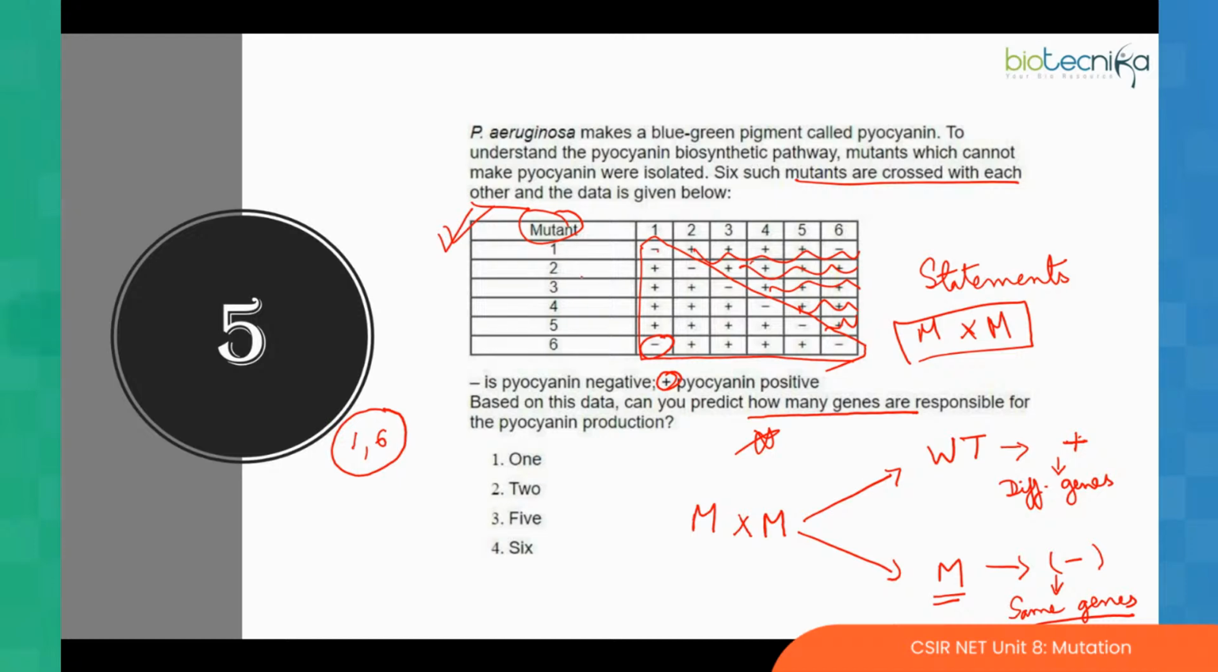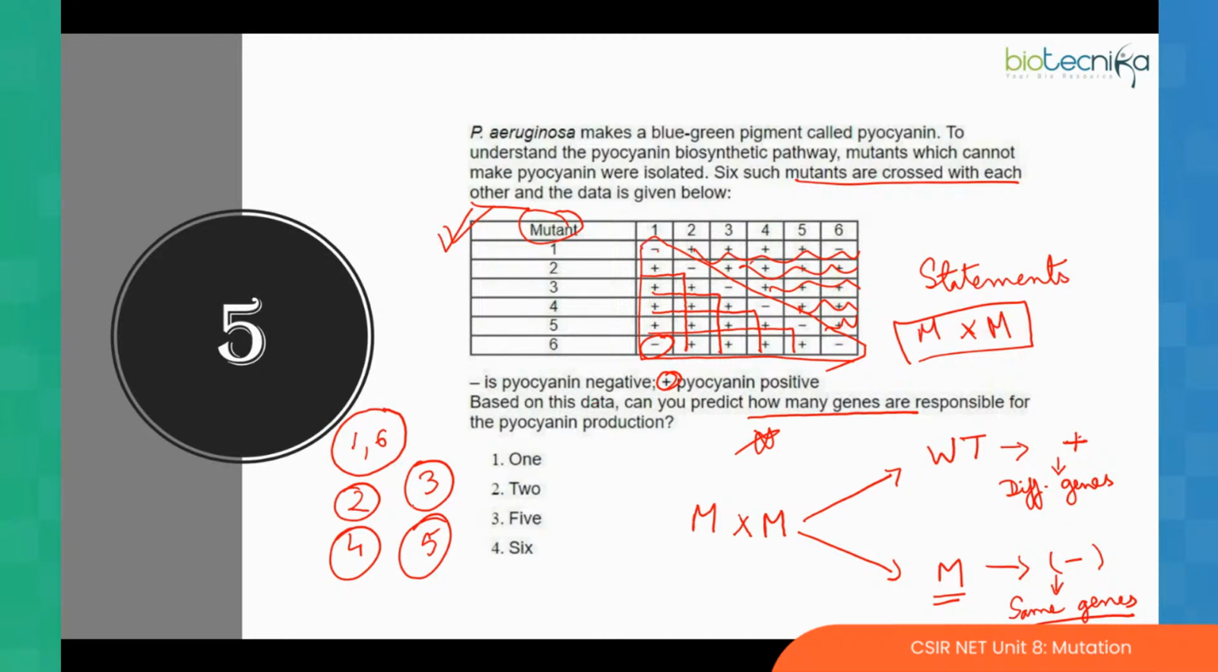What about 2? If you see 2's column, 2 is complementing all the mutations, which means 2 is in a separate gene. Again, if you check 3, 3 is complementing all, so 3 is again a different gene. If you check 4, 4 is also complementing all. If you check 5, 5 is also complementing all. And 6, we have already placed it with 1.